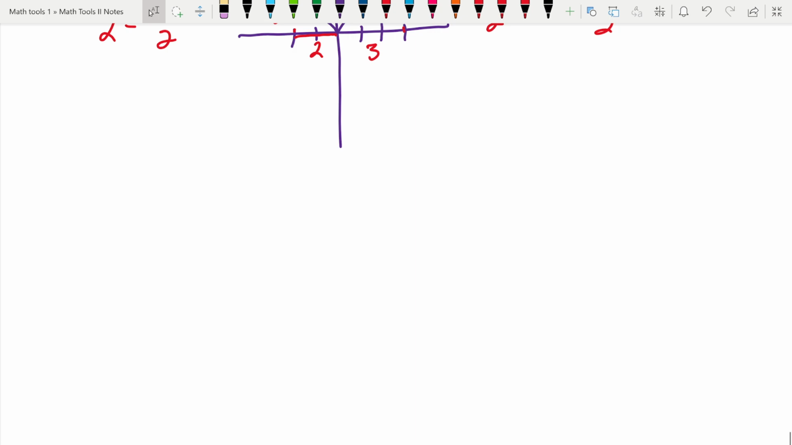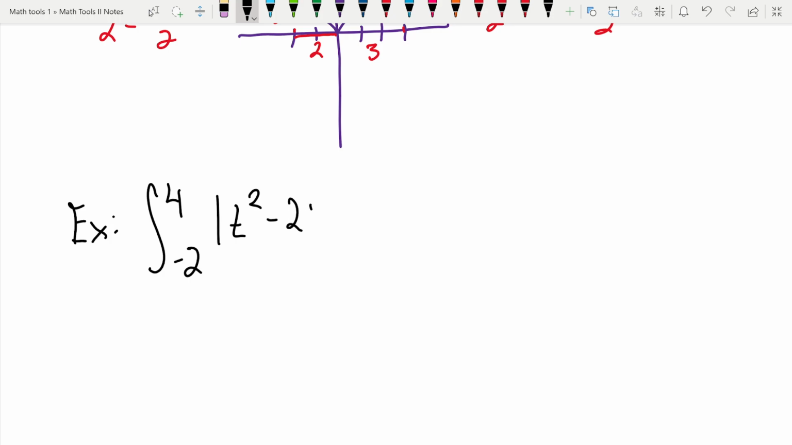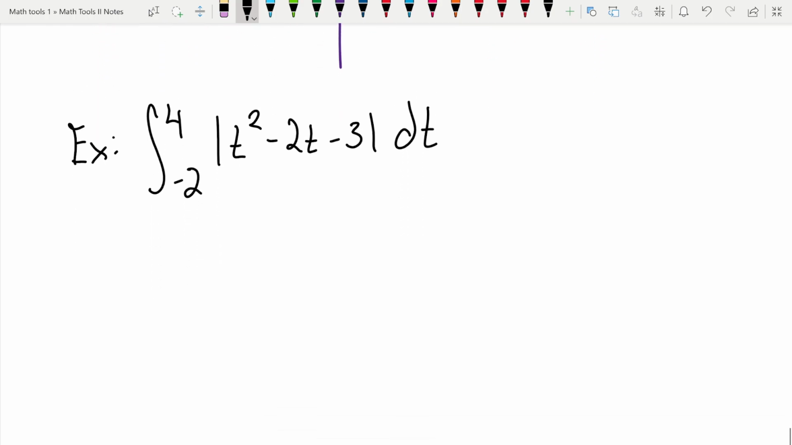Okay, now we can do a bit of a trickier one using the same idea here. What if we do the integral from negative 2 to 4 of the absolute value of t squared minus 2t minus 3 dt? So first of all, we need to know what the absolute value of this function is, meaning where is it positive, where is it negative? So that means we need to find the zeros of this function. Okay, so we're going to have to do a little more work here.